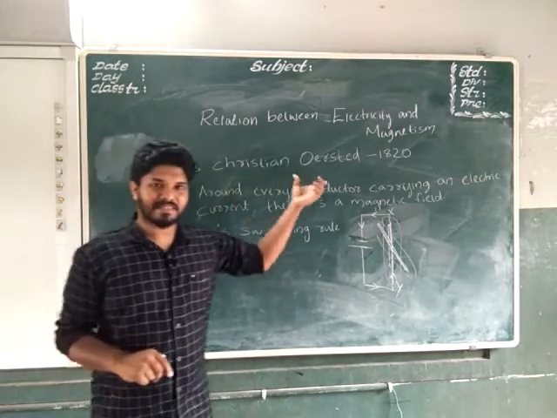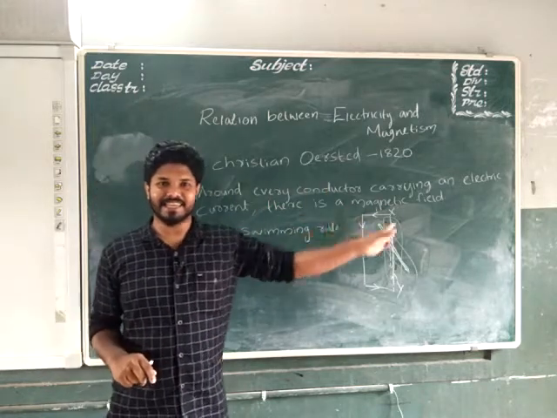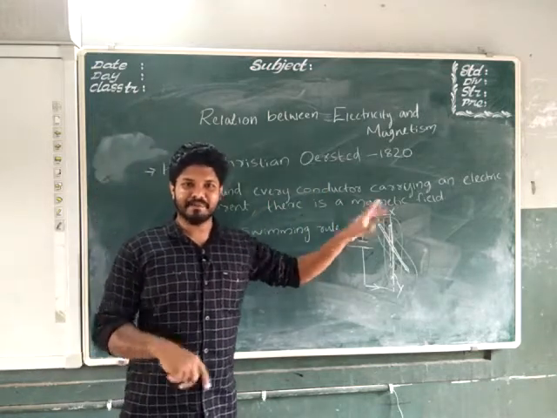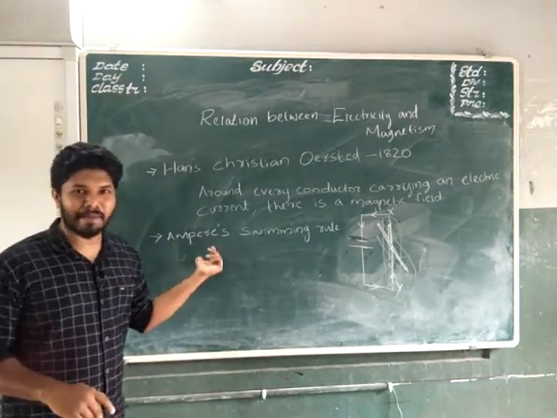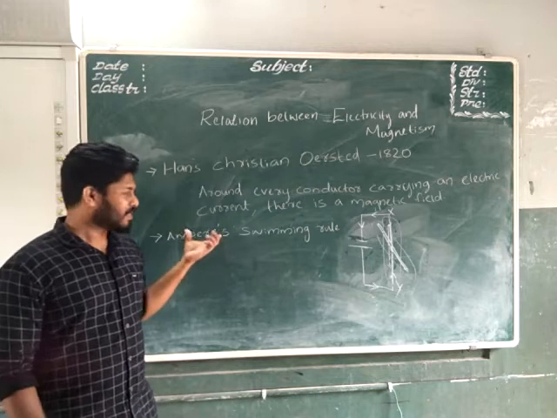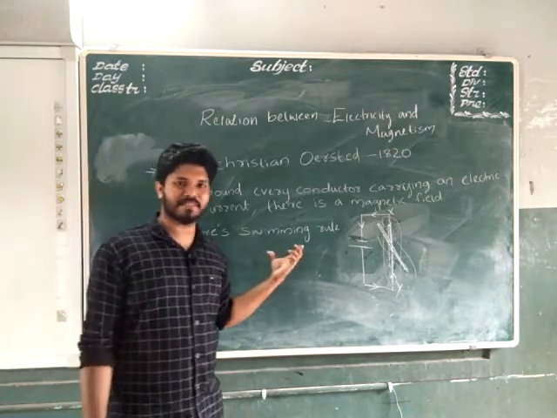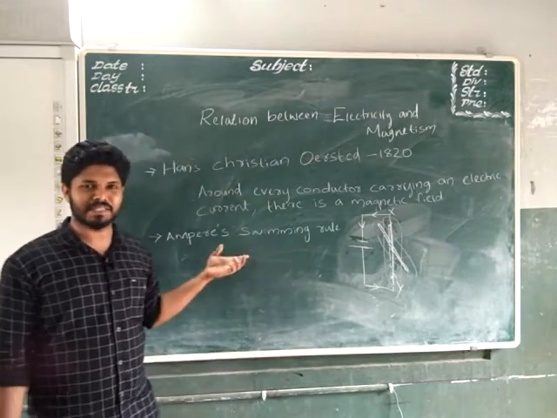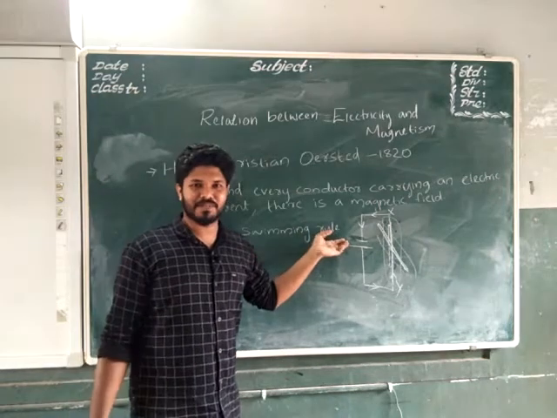Hans Christian Ørsted, in 1920, he discovered that around every conductor carrying an electric current there exists a magnetic field. Later, Andre Marie Ampere, you know who that is? He found the direction for this magnetic field by using a rule called Ampere's swimming rule. This Ampere's swimming rule is very simple.